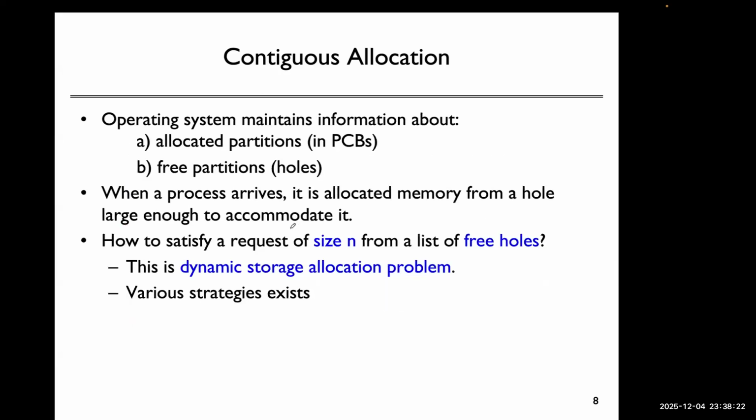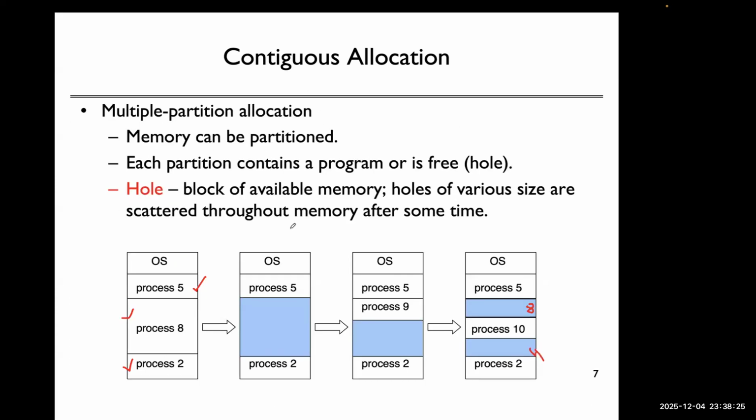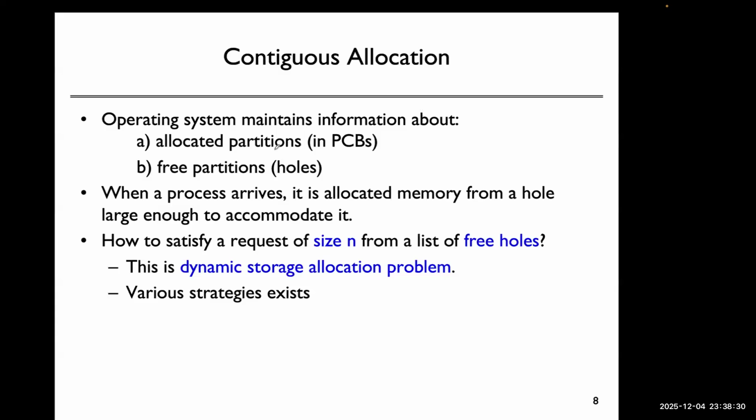So what the operating system needs to do to manage contiguous allocation is maintain information about allocated memory partitions in PCBs. In each process control block, you maintain the information about how much memory is allocated for running a given process. It also needs to maintain a list of the free partitions, a list of the free holes, right? Free partitions are referred to as holes. As I said, when a process arrives, it is allocated memory from a hole which is large enough to accommodate it. Now the question is how can we satisfy a request?